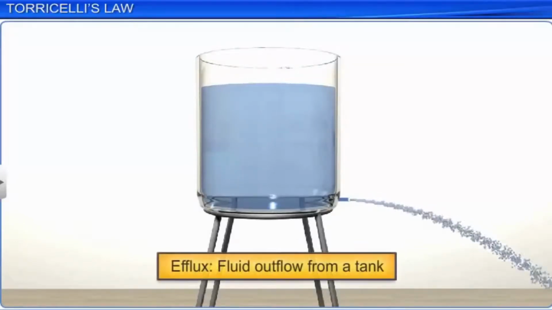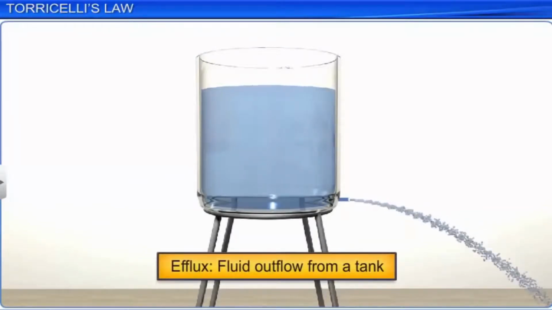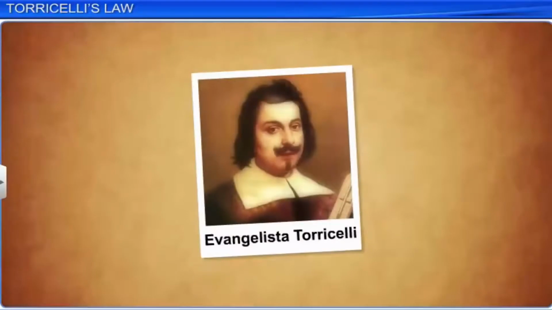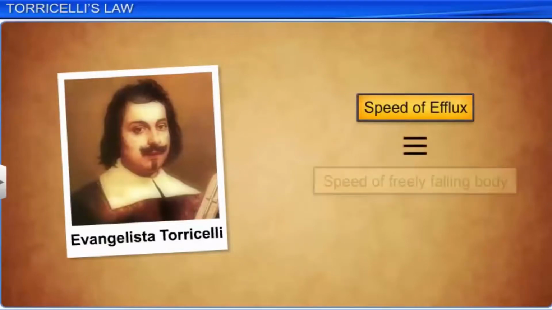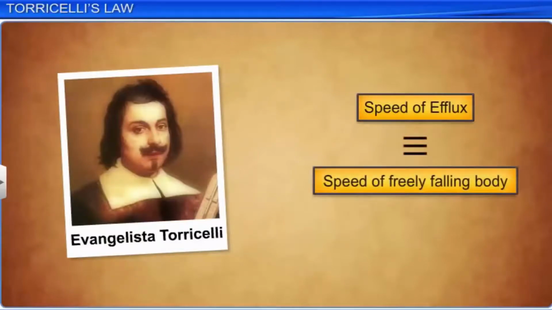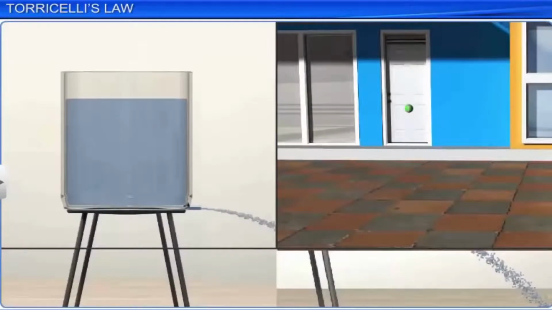The fluid outflow from a tank is known as efflux. Torricelli postulated a law to express the speed of efflux from an open tank, which is identical to that of a freely falling body. According to Torricelli's law, the speed of a liquid coming out through a hole at a depth h below the free surface of the liquid is the same as that of a body dropped freely through height h under gravity.